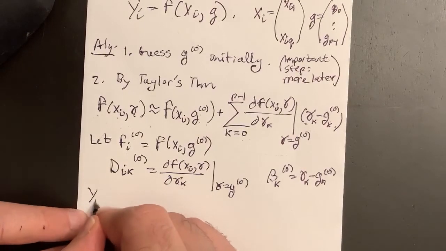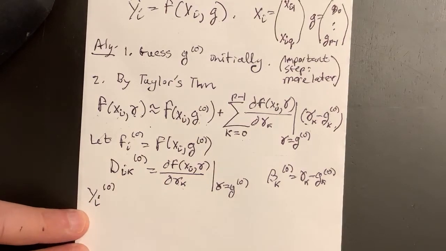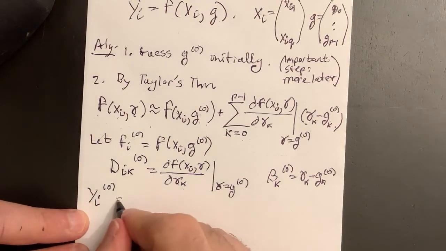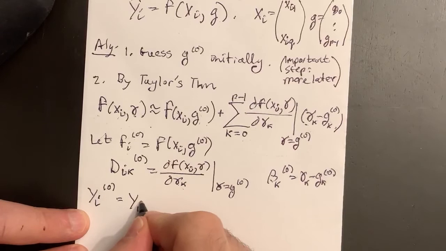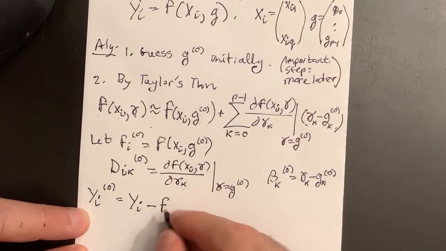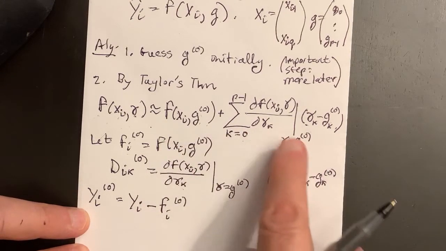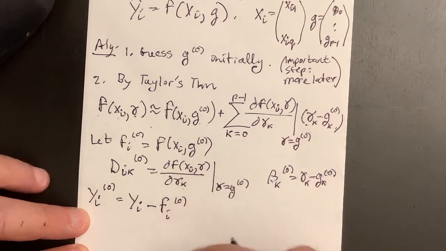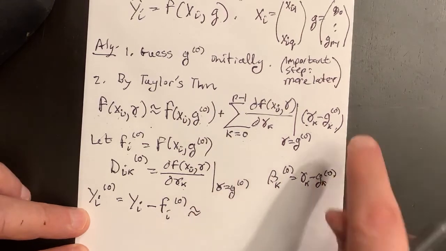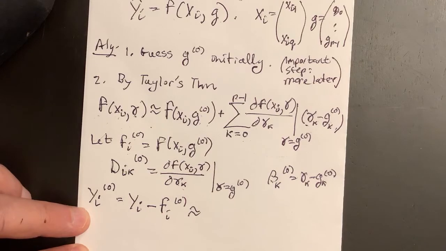So we have y_i, then 0. I'm going to define this new thing: y_i0 is equal to y_i minus f_i0. And this is just the rest of the stuff over here. And this is approximately equal to, because there is actually other stuff here, it's not exactly true. If it was, it wouldn't be nonlinear.